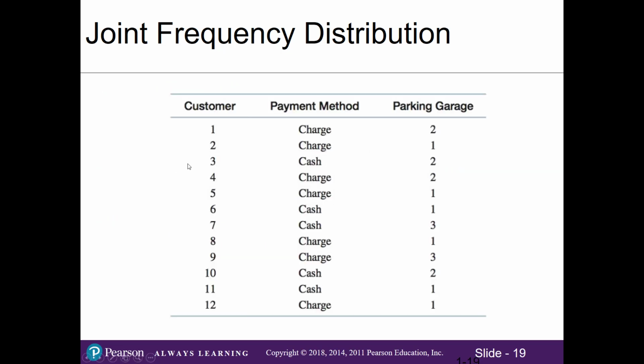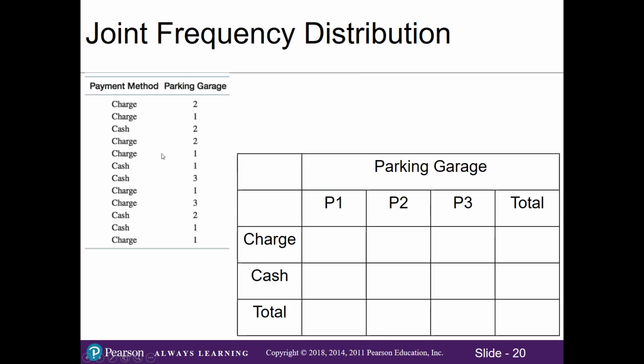In our text, we had 12 customers who were parking their car. They either charged the parking cost or they paid cash, and they were parking in a particular parking garage. So we've got 2 variables we're looking at, the payment method and which garage customers went into. So here I'm going to have the data here on the left for ease, and we create our table here where we've got one variable, charge or cash, on the left, and the other variable, which is the parking garage, up at the top.